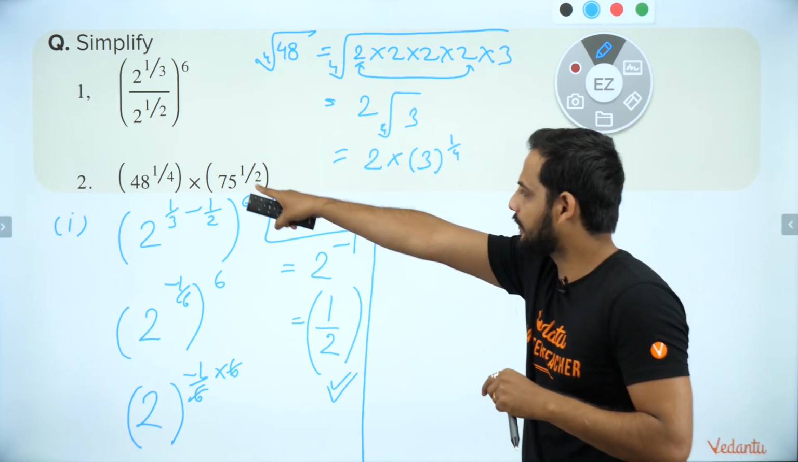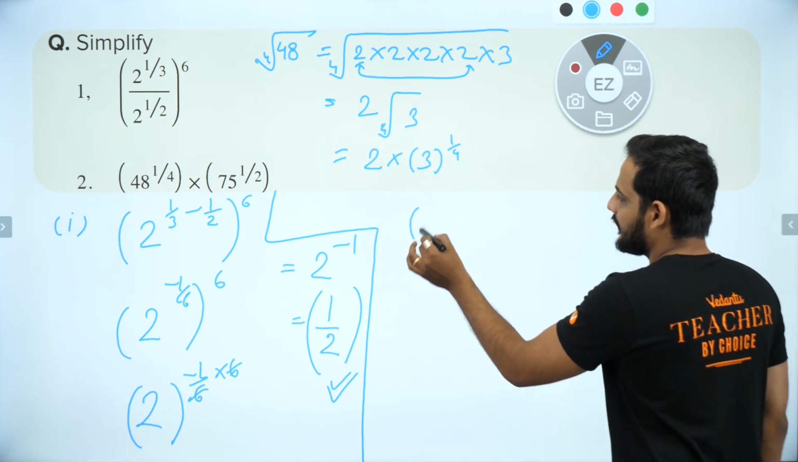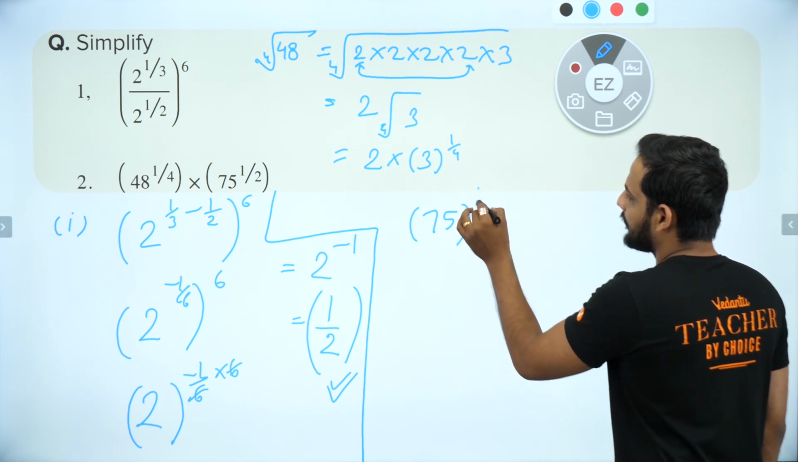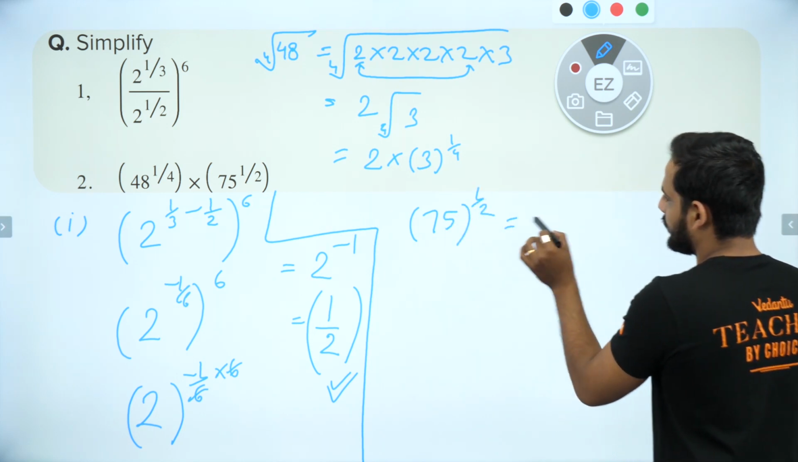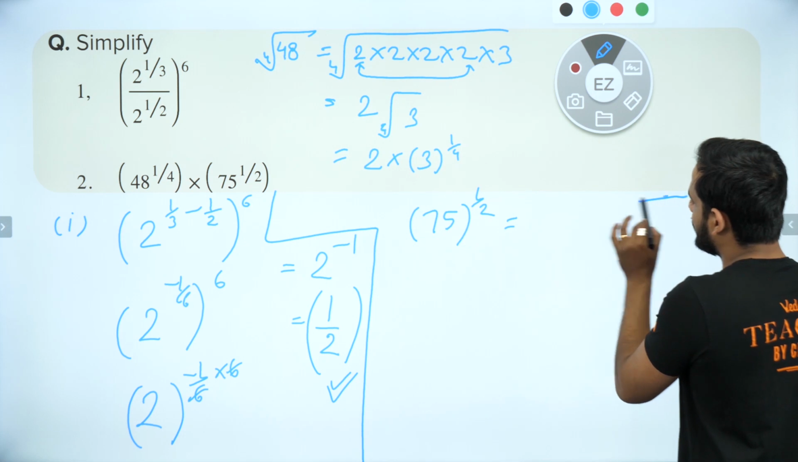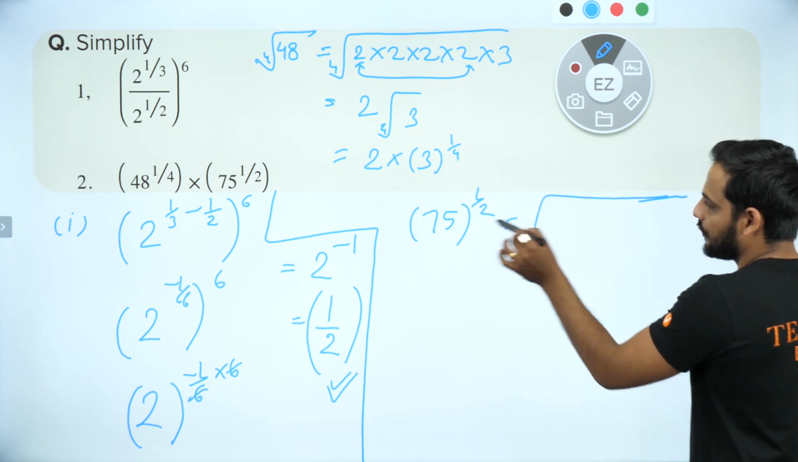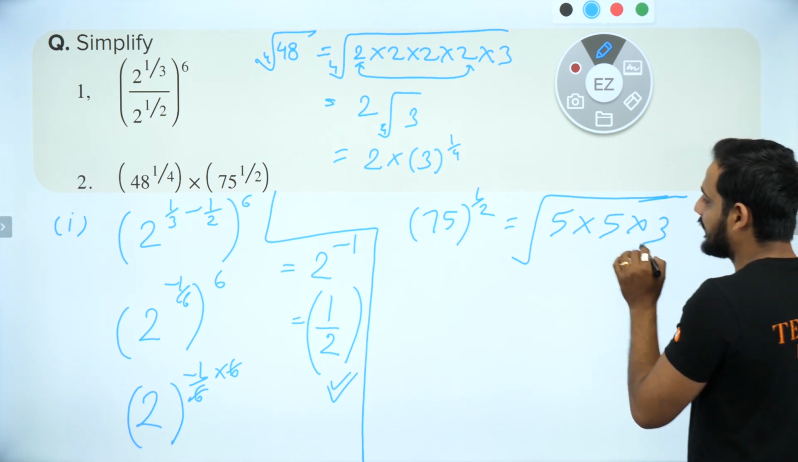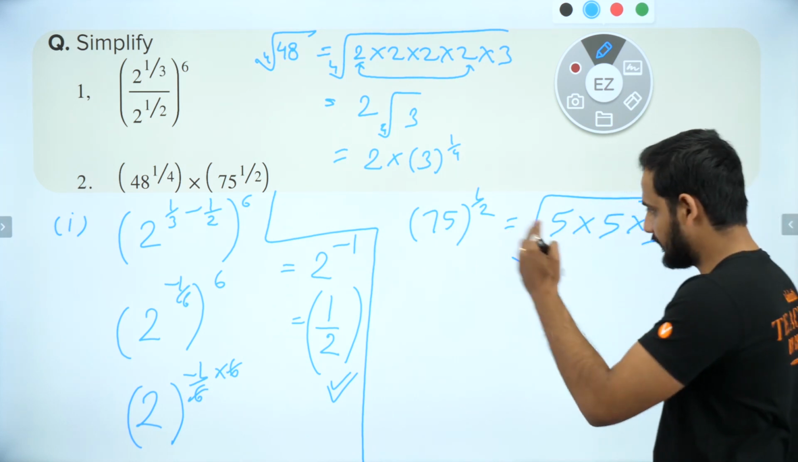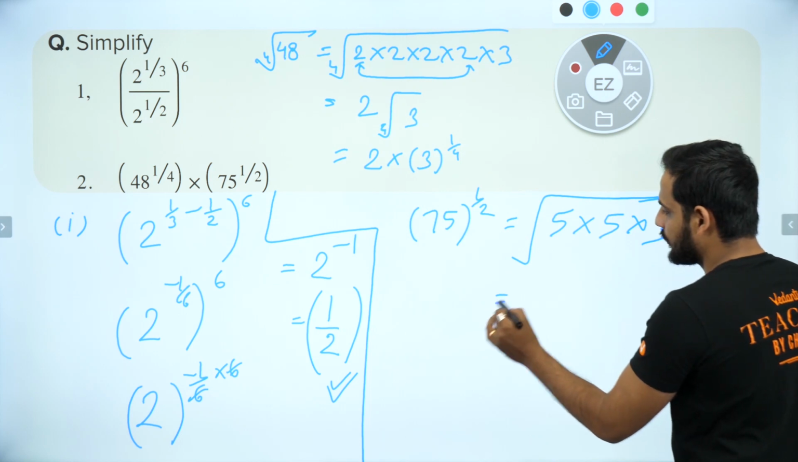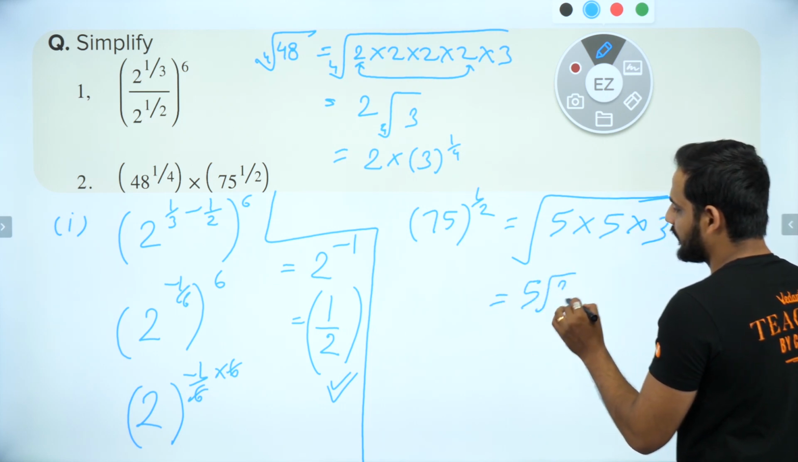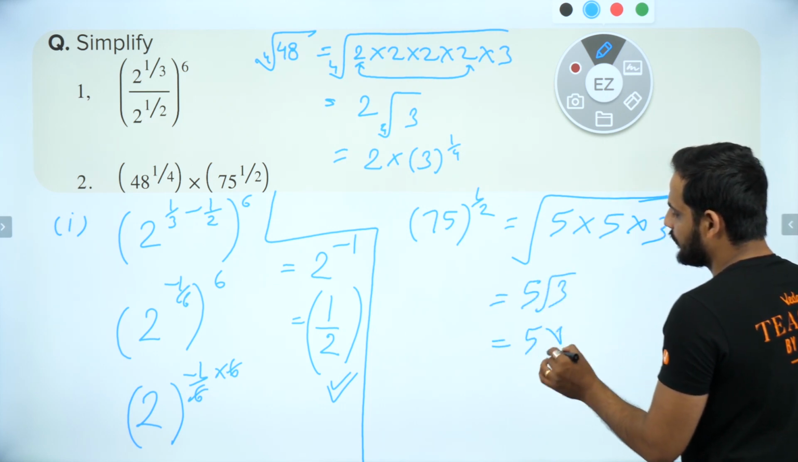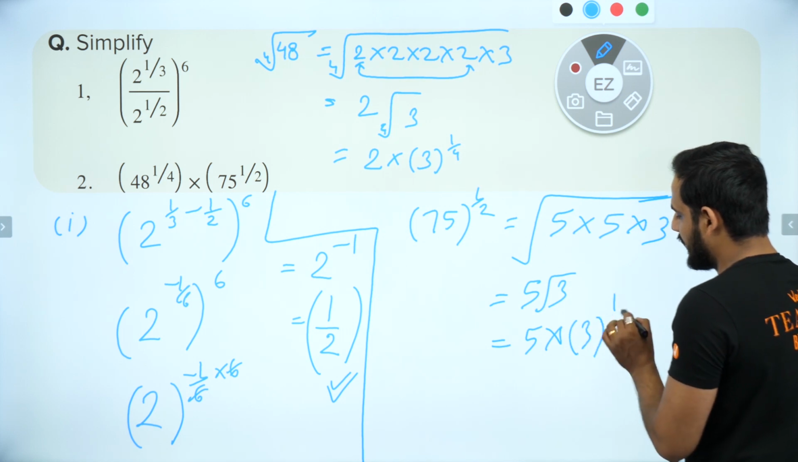Similarly, let us solve that part also, 75 raised to the power half. Power half means under root, square root. The prime factorization of 75 is 5 into 5 into 3. 5 into 5 will come outside the square root, so you'll be getting 5 root of 3. That means 5 into 3 raised to the power half.